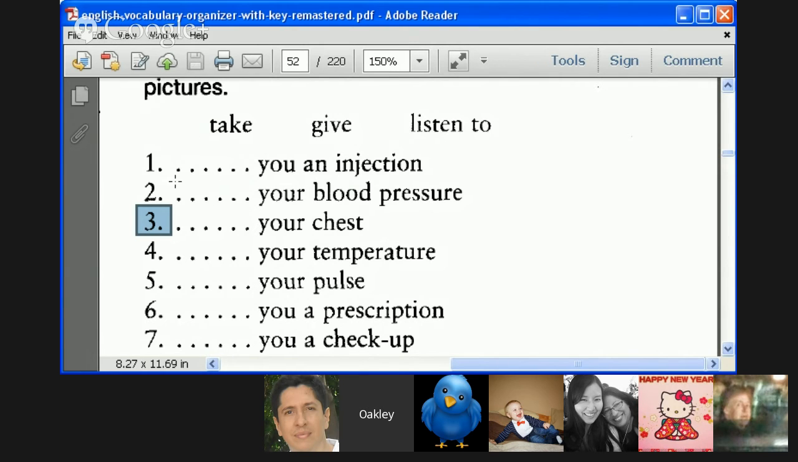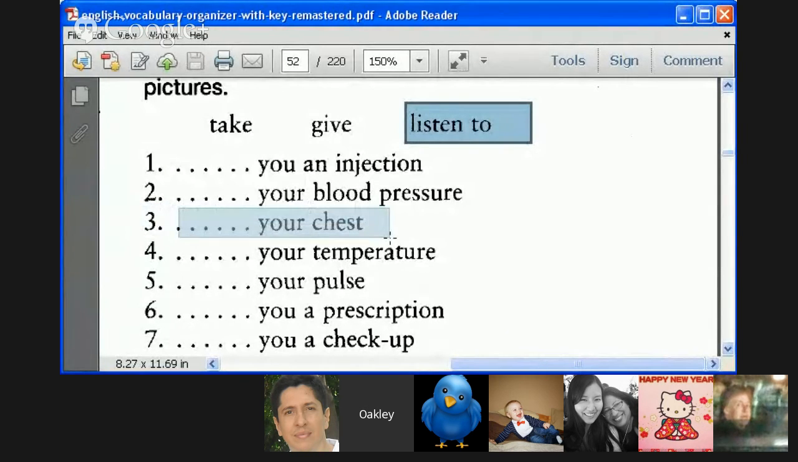Raise your blood pressure. Okay, that's another common collocation, but that's making something worse, not trying to check it or make it better. But yes, lower your blood pressure is also, of course, common. People try to make themselves healthier, usually by lowering their blood pressure. Rolando, number three. Listen to your chest. Of course.